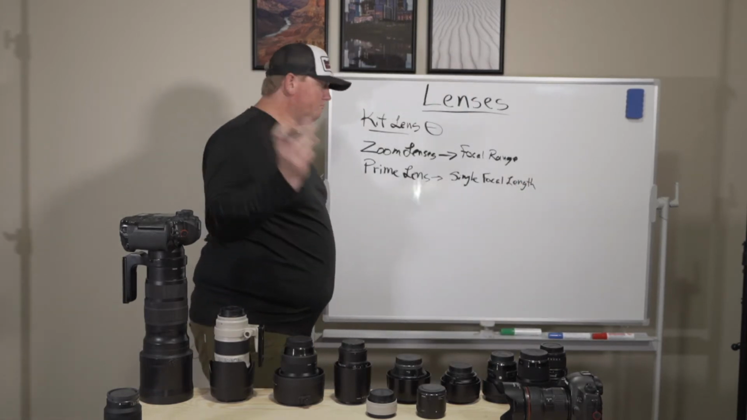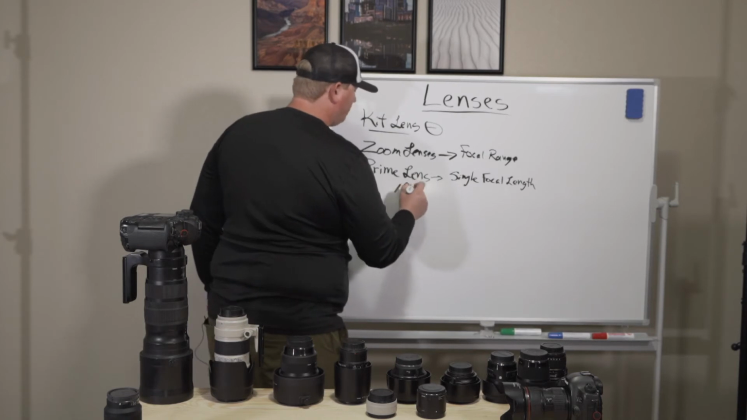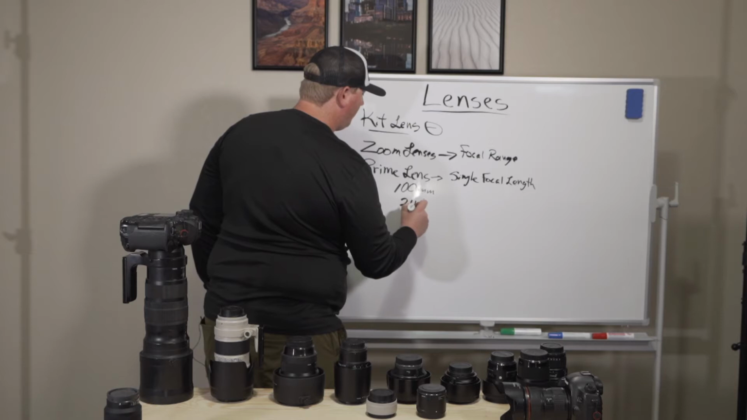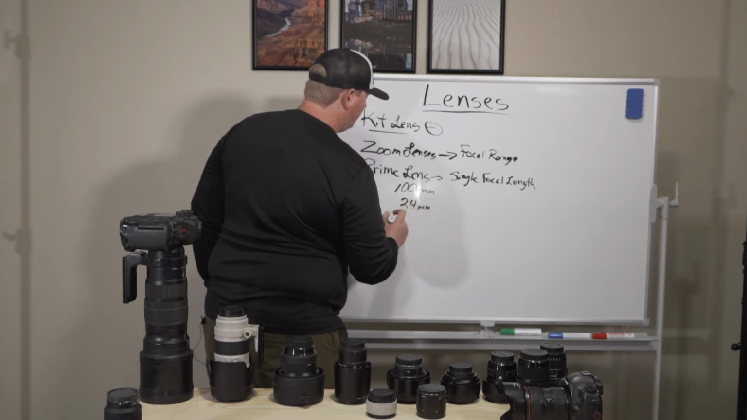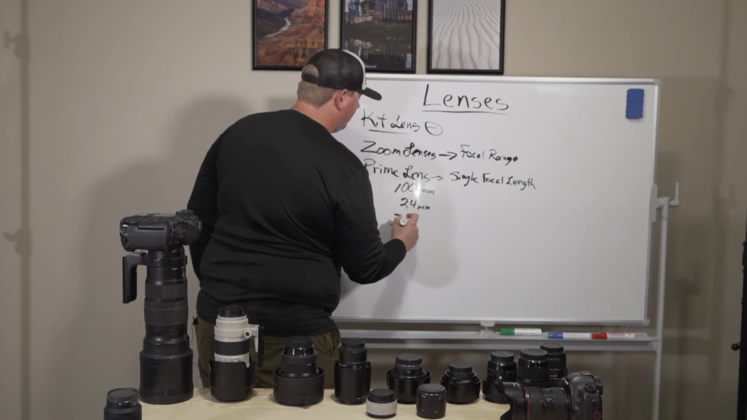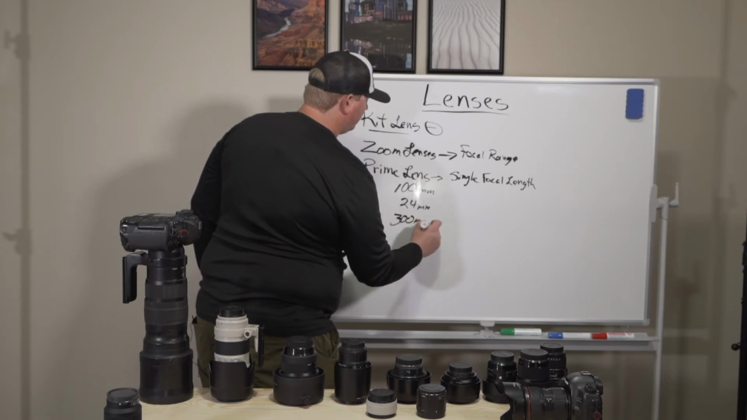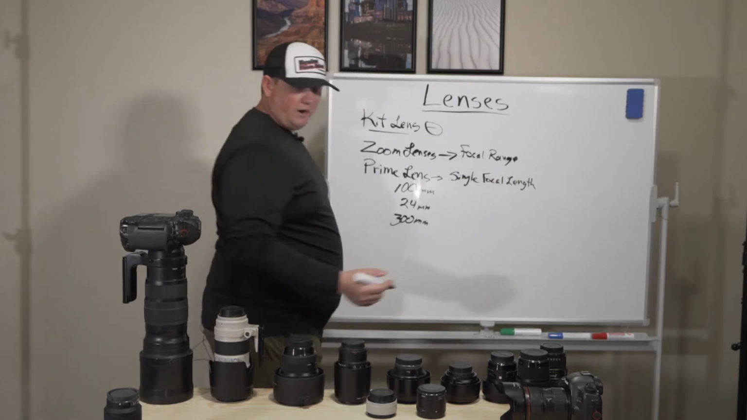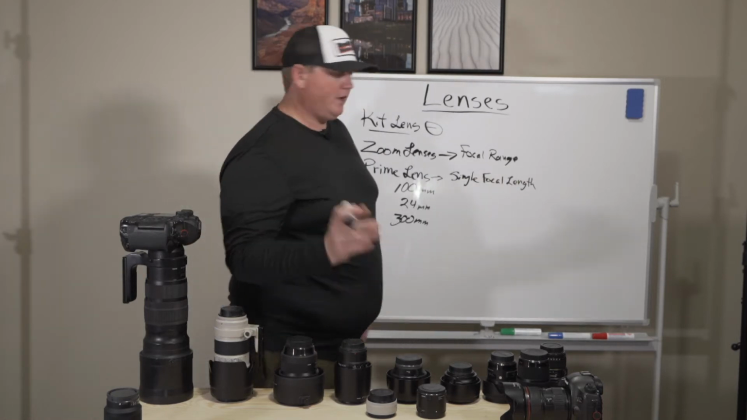For example, we have a 100 millimeter. We might have a 24 millimeter. It could be anything. We could have a 300 millimeter. We could have anything, you name it. Holler out some, right? I'm sure you're there. So 50.